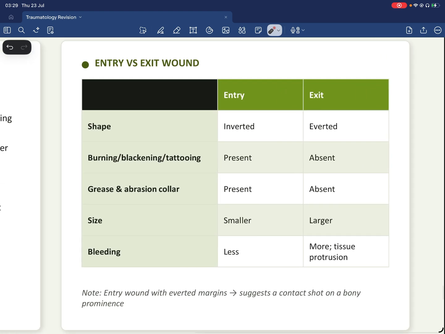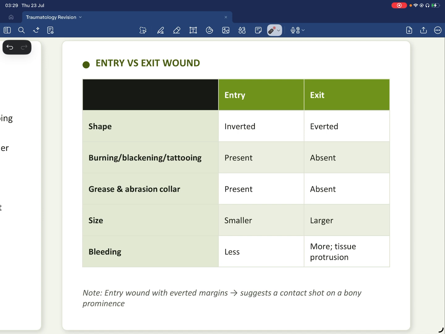Difference between entry and exit wound. Entry wound is inverted, whereas exit wound is everted. There is burning, blackening, and tattooing seen at the entry wound and not at the exit wound. Grease and abrasion collar will be seen at the entry wound and not at the exit wound. The size of the entry wound is smaller than that of the exit wound. Bleeding is less in the entry wound and more at the exit wound.